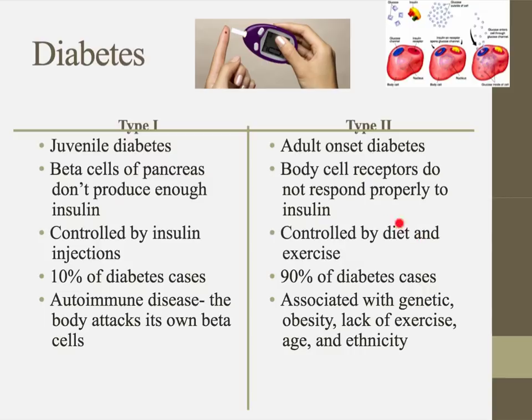So in this case, you need to find another way of controlling how much glucose is in the bloodstream. And you're going to do that by restricting the diet, a low carbohydrate diet, and exercise, because the more cellular respiration we need, the more glucose we're burning off. Type 2 diabetes represents about 90% of all diabetes cases. It's associated with genetic factors, obesity, lack of exercise, age, ethnicity, and lots of other correlating factors.